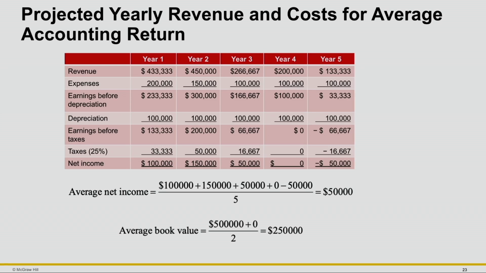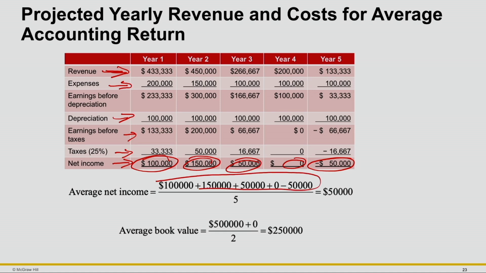And so here you see we've got some revenues listed. For each year, we have expenses related to those, and then we subtract from the earnings before depreciation. We subtract the depreciation, we get earnings before taxes, and then we calculate our tax bill and subtract that, and we get ultimately a net income of $100,000, $150,000, $50,000, $0, and a negative $50,000. So those are our future cash flows. And so we can take those and just add them all up and divide by the number of years. That's the average, right? And we're using accounting values. That's, in this case, net income. And we get an average net income of $50,000.